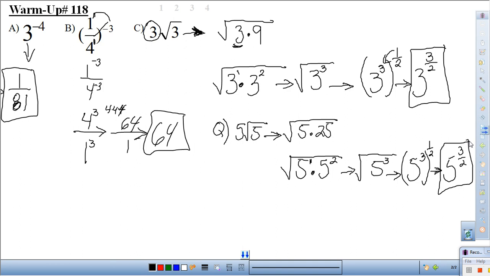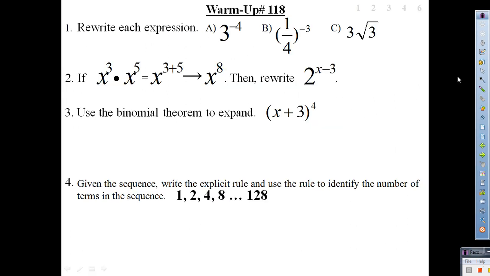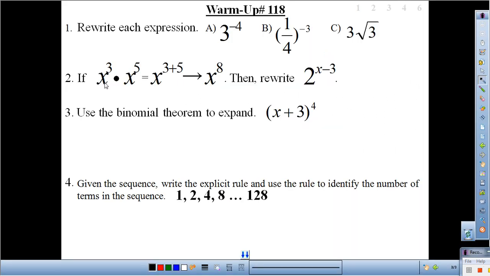All right, let's go to number 2. Number 2 is x to the third times x to the fifth, which is the same as x to the 3 plus 5, which is x to the 8th. Then we write 2 to the x to the negative 3. So we can rewrite this as 2 to the x times 2 to the negative 3.